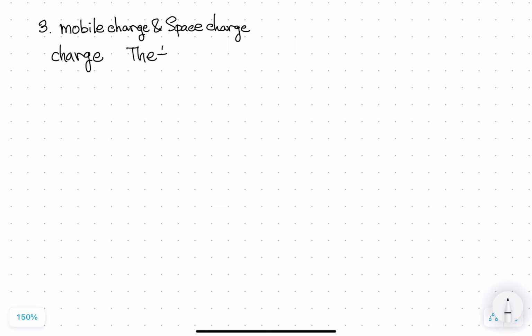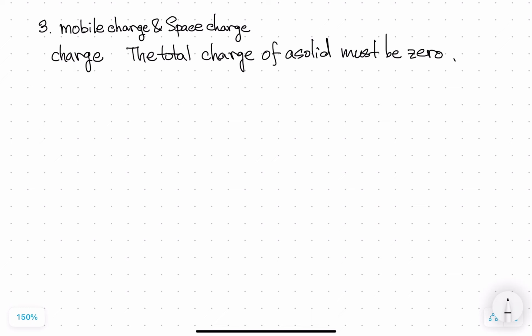The total charge of a solid must be zero. Why? Well, in pure silicon, it's obvious. Every atom is neutral, so the whole material is neutral too.